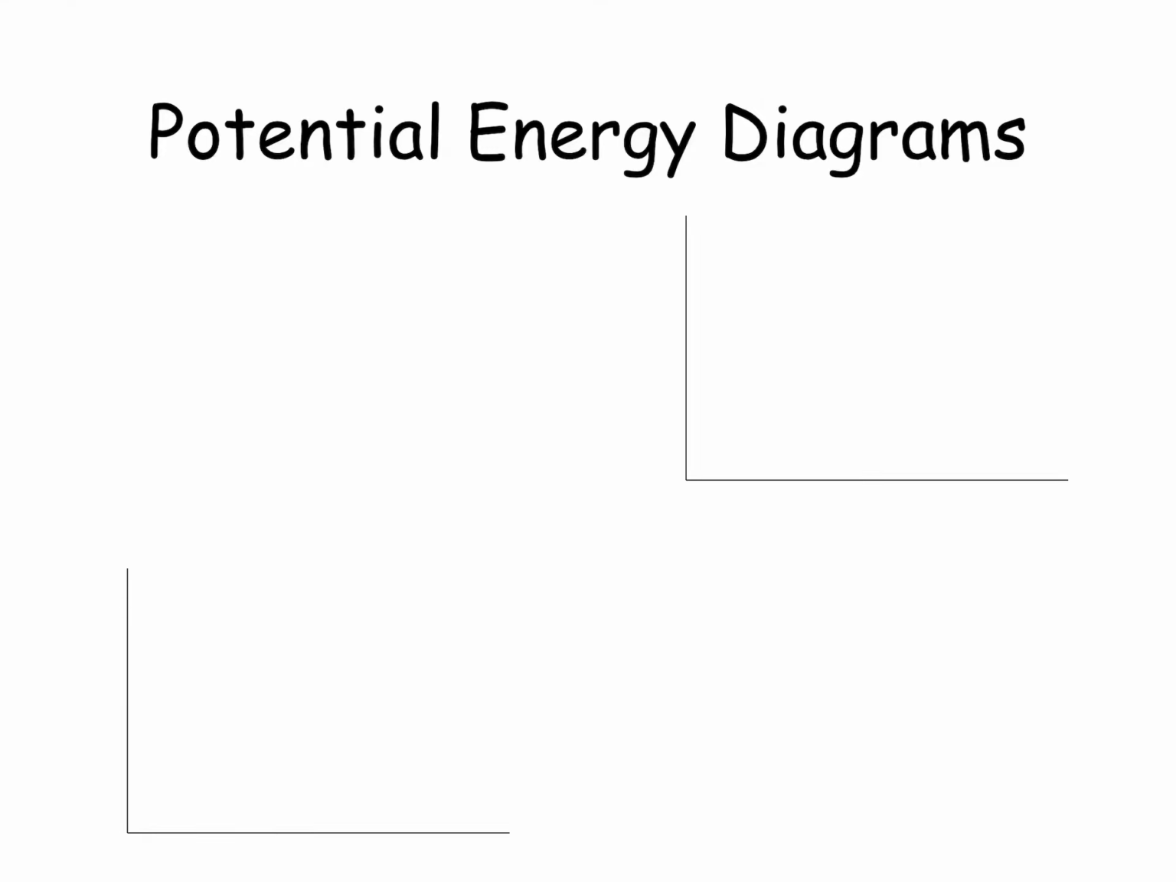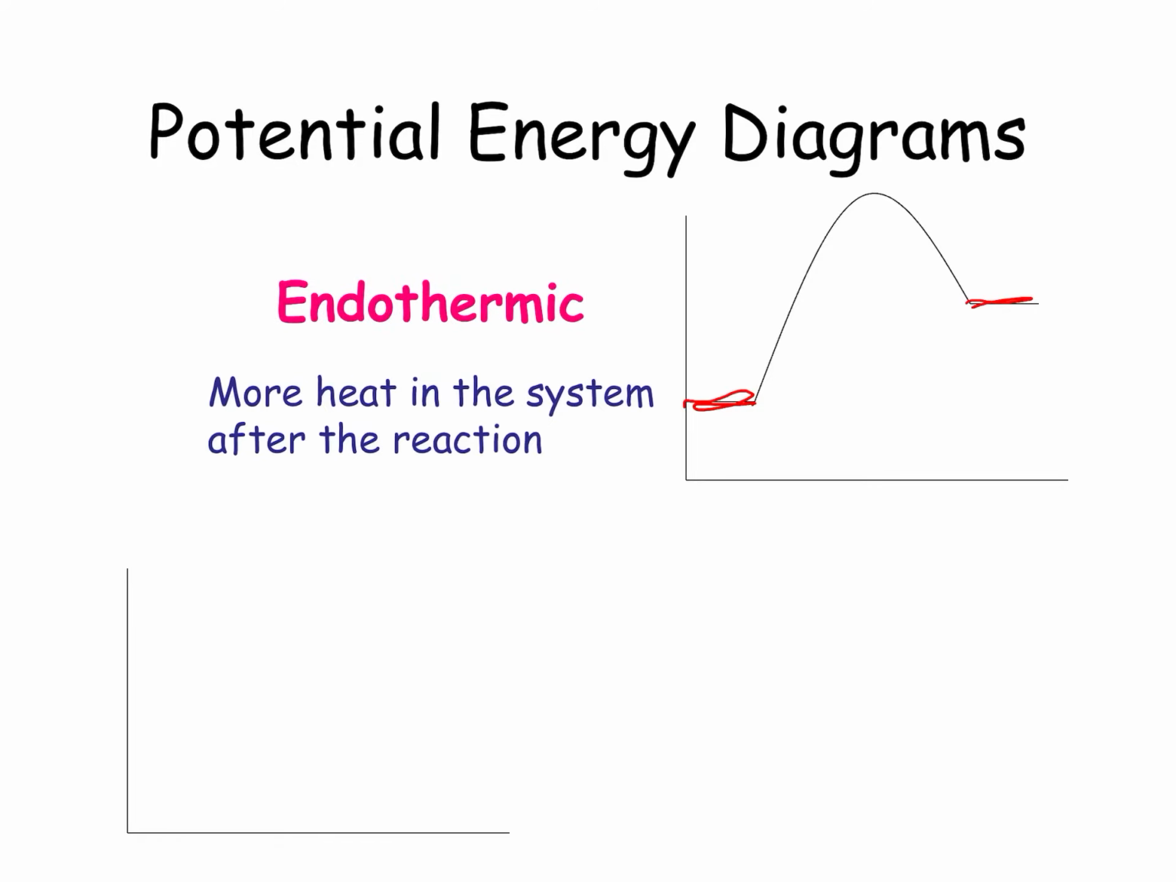Okay, so jumping right in. Potential energy diagrams. We're really going to get into this later on in the year, but for right now, all you need to know is that a kind of graph that looks like this, where you have a flat line here, it reaches up and then it flatlines higher than when you started, indicates endothermic because there's more heat in the system after the reaction.